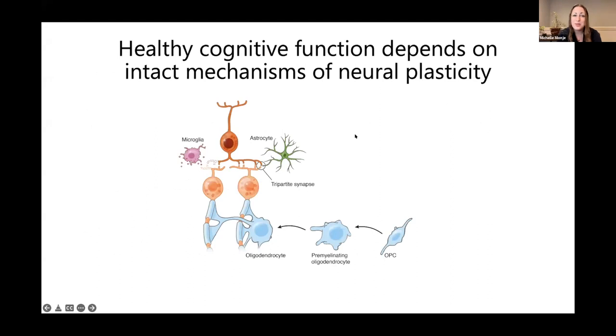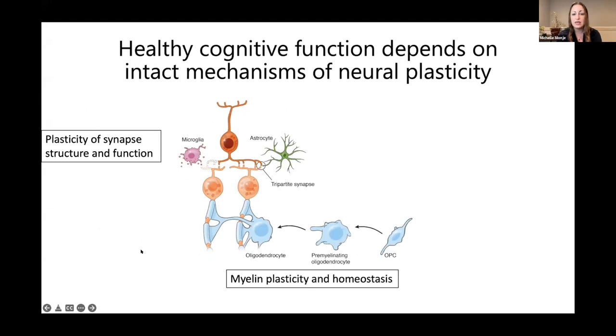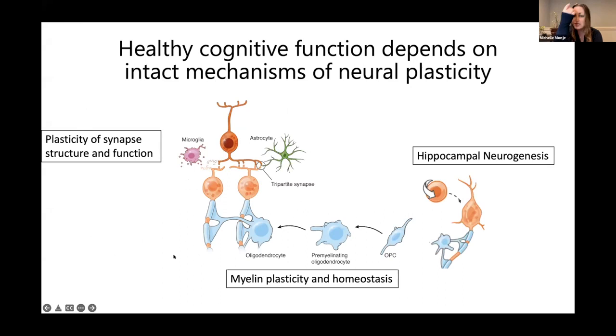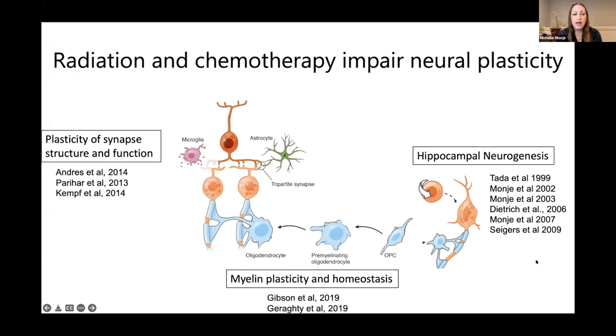So as this audience knows well, healthy cognitive function really depends upon intact mechanisms of neuroplasticity, and those include plasticity of synaptic structure, function, and connectivity, myelin plasticity and homeostasis, and the generation of new cells in the hippocampus, particularly in early life. And each of these mechanisms can be impaired in the context of traditional cancer therapies, including radiation and chemotherapy.